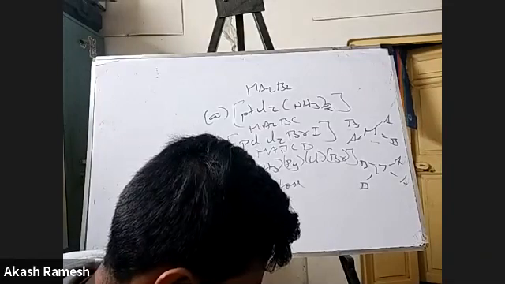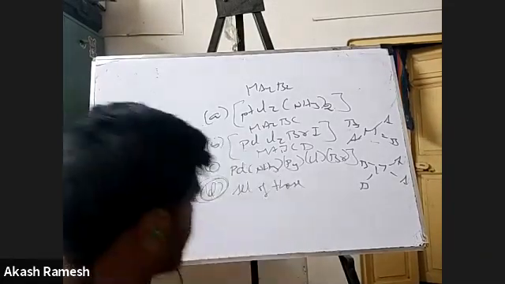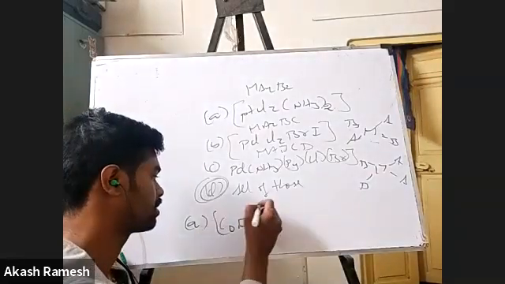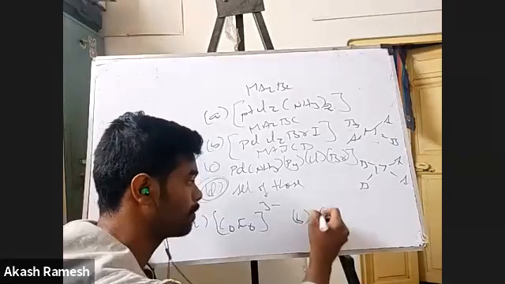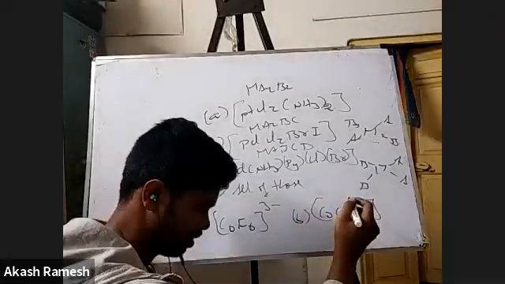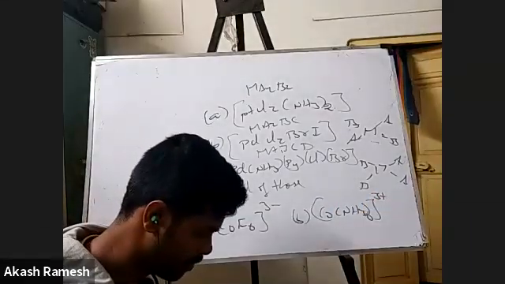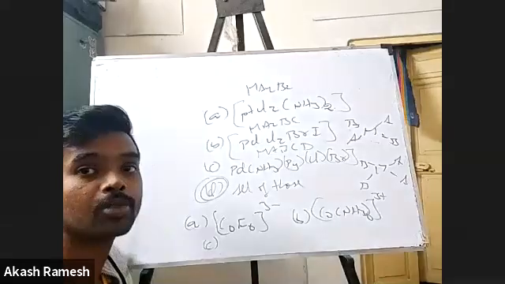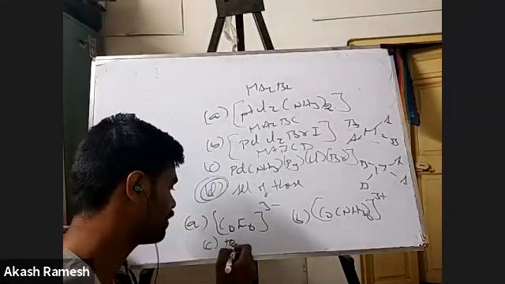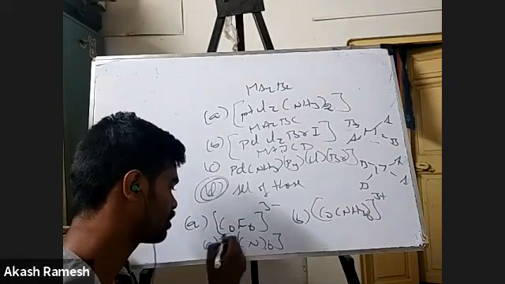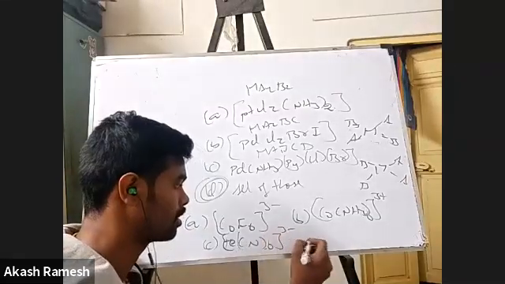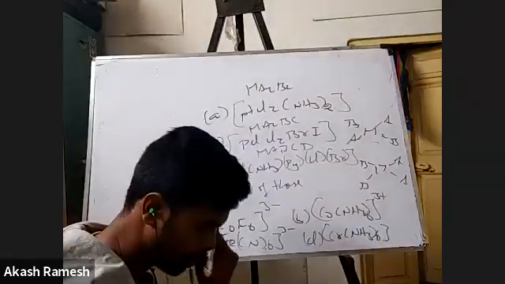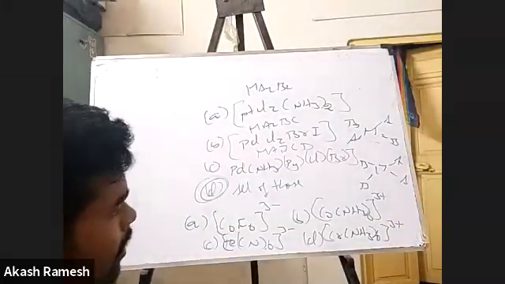So I have option A, [CoF6]3-, option B, [Co(NH3)6]3+. Both are cobalt. Option C is [Fe(CN)6]3-. Option D is [Cr(NH3)6]3+. So these 4 options I have.